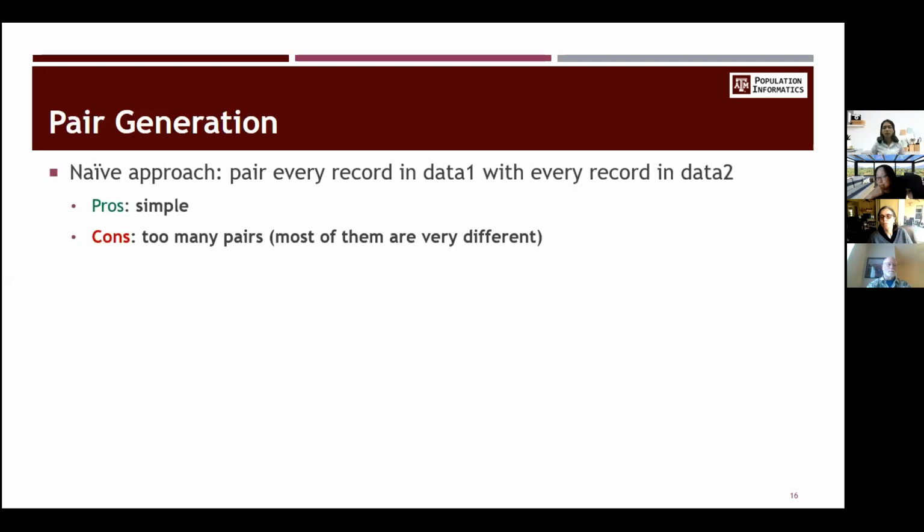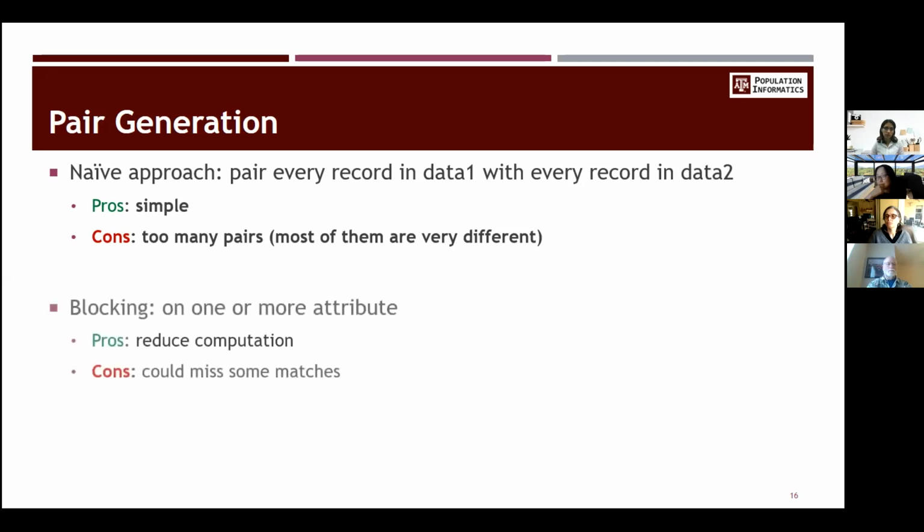The first step in automatic record linkage is generating pairs. There are different approaches for generating pairs. The first one is the naive approach, which means we pair every record in one database with every record in another database. This approach is very simple, but it may generate too many pairs, and most of them are very different from each other, and we don't really need them in our process.